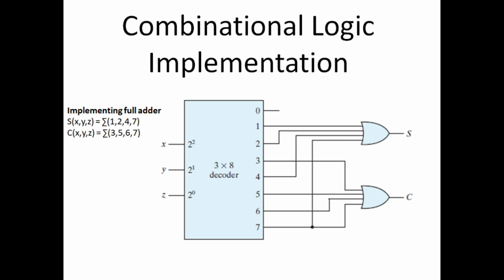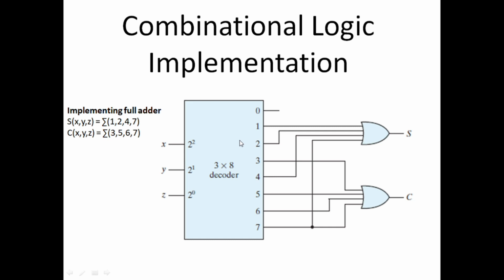Okay, so we can implement combinational logic with a decoder, and this is a simple example to show you that a full adder can be implemented with a decoder. We have already designed the 3 to 8 lines decoder. This is the 3 to 8 lines decoder. We have 3 input lines and we have 8 output lines, and whenever a 3-bit input is applied to this decoder, only one of the output lines is high and all of the other output lines are 0.